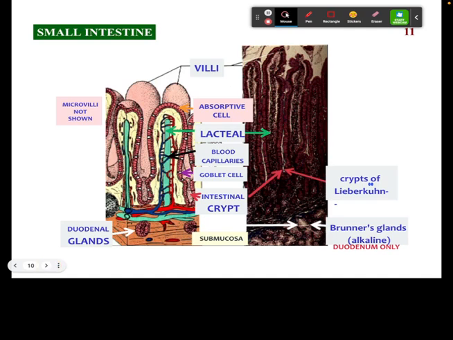Here's another image here. Again, the microvilli are not shown because they're too small to see. But here's another example of one of the villi, or again, I guess multiple villi within the small intestine.